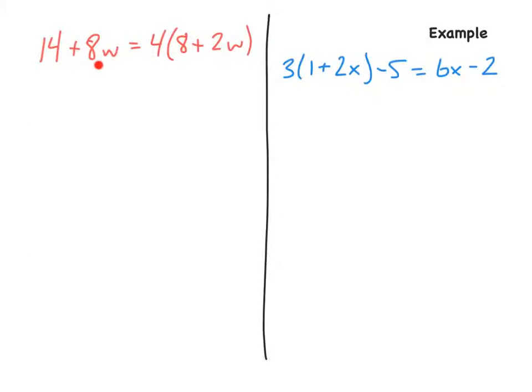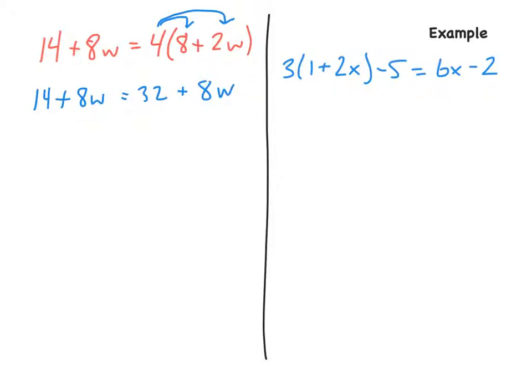We have 14 plus 8w is equal to 4 times the quantity of 8 plus 2w. So on the left side, this is simplified. Now the right side looks like we have to do the distributive property because there's a number right next to the parentheses. Always do the distributive property. So let's write down what we have on the left. 14 plus 8w is equal to, now 4 times 8 is 32, plus 4 times 2w is 8w.